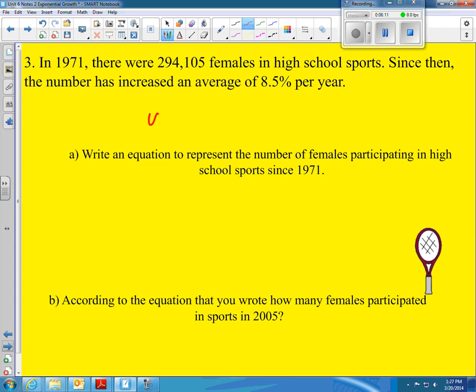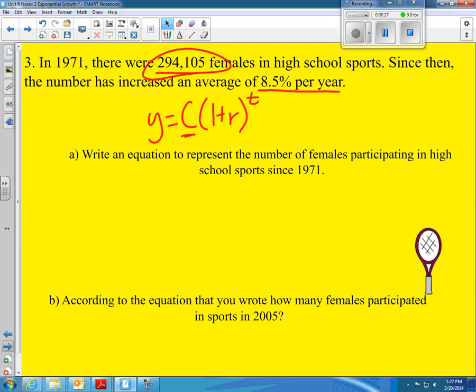So our equation is C(1 plus r)^t. Remember, C is our starting value, and r is our rate, and I have 8.5% per year. I feel like there's something I'm supposed to remember about rate. That's right. We want our rate not to be a percentage. So to take 8.5% and make it not a percentage, we are going to move our decimal place 2 spots, so there's 1 and 2 spots to the left.